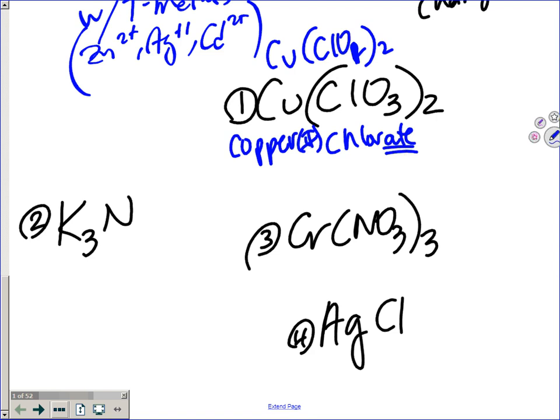Hypochlorite. Good. Copper 2 hypochlorite. Remember, as we take an O off, it changes the polyatomic just a little bit. Okay. Next one, there were 2. Raise your hand confidently. Savannah?